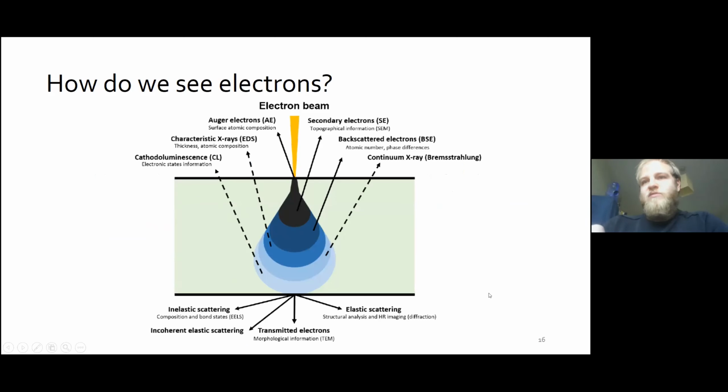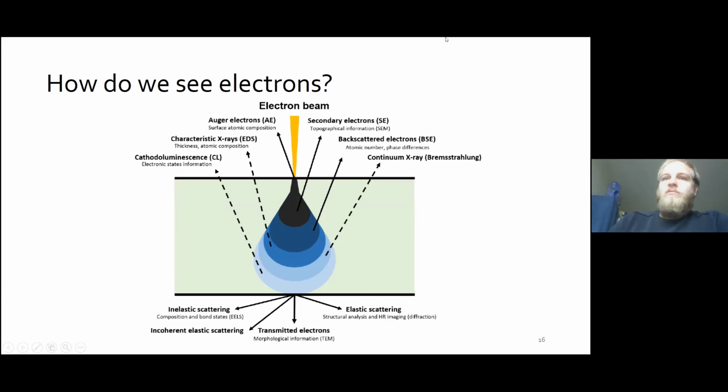So if you can imagine here, we have an electron beam and it hits, in this case, a thin specimen. So this could be something sitting on a TEM grid. We have different interactions happening at different depths. So if you look at SEM, most of the electrons that you're looking at will be what we call secondary electrons. They're electrons that get knocked out by the incoming electrons. They come back out again, and they give us morphological information.